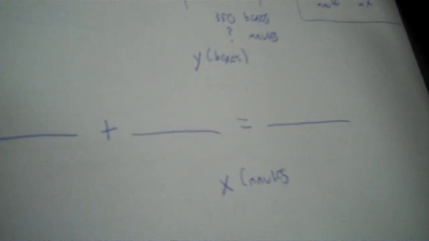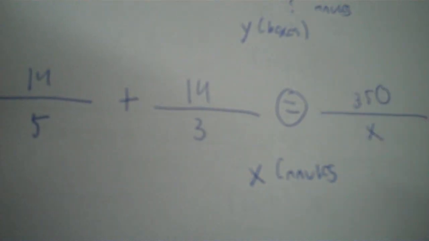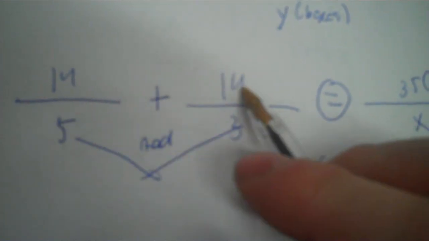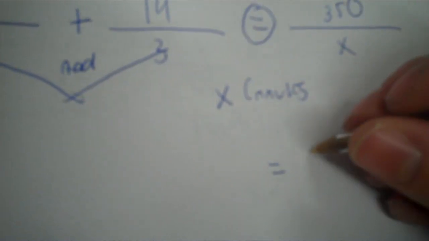So y over x. So y is boxes, x is minutes. Now you got 2 tables here, so you need to add another rate into the proportion, okay? So 14 over 5, boxes on top, plus 14 over 3, 14 thirds. And then remember, 350 is boxes, and that belongs on top, okay? And then you don't know how many minutes, so x. Well, you still want to cross multiply and divide, you just need to add these fractions together, okay? You don't take 14 plus 14 and 5 plus 3. That's not how that works, okay?